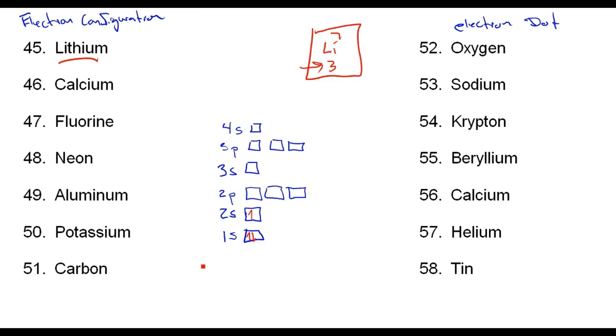Alright, so I just write what I see. I see 1s, and I count 2 of them in. 1, 2. So I write a 2 in superscript. Then I write what's next, 2s, and I see that there's only 1 there, so I have 1. I will be done. That would be the answer for the electron configuration of lithium. Let's do maybe one more.